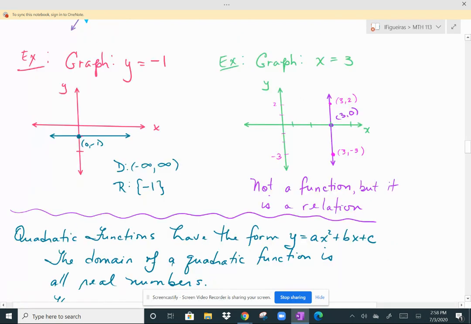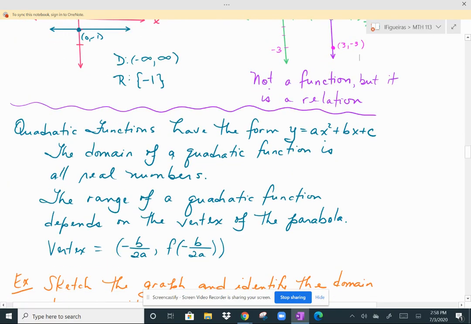Okay, here we have quadratic functions. Quadratic functions are of this form. That's your standard form where you have your ax squared plus bx plus c. Your terms are all separated by pluses or minuses, and the highest exponent is 2. So it's a second degree polynomial that makes it a quadratic function.